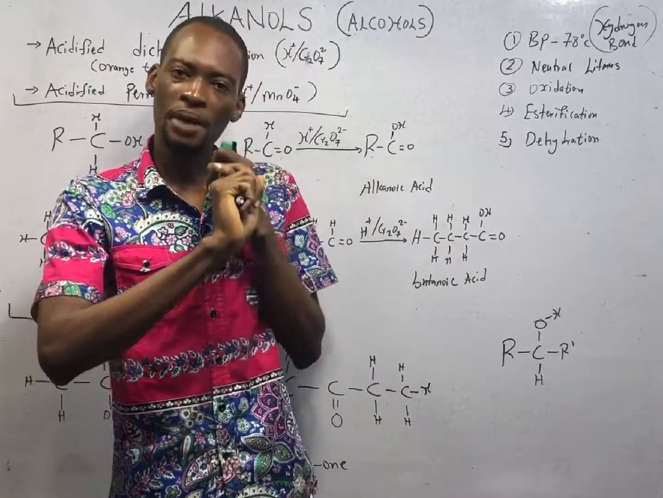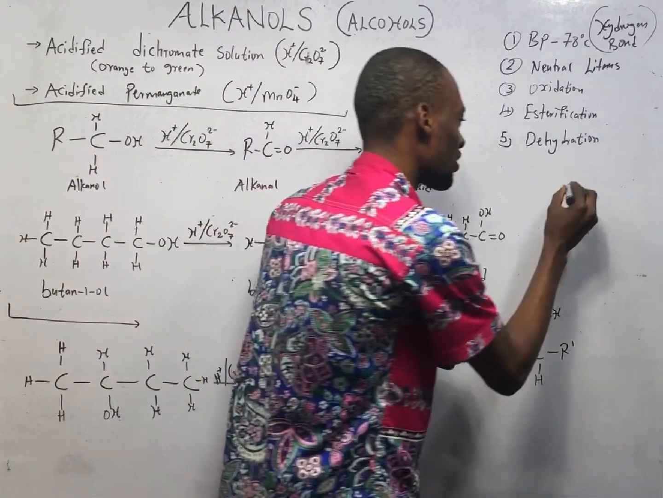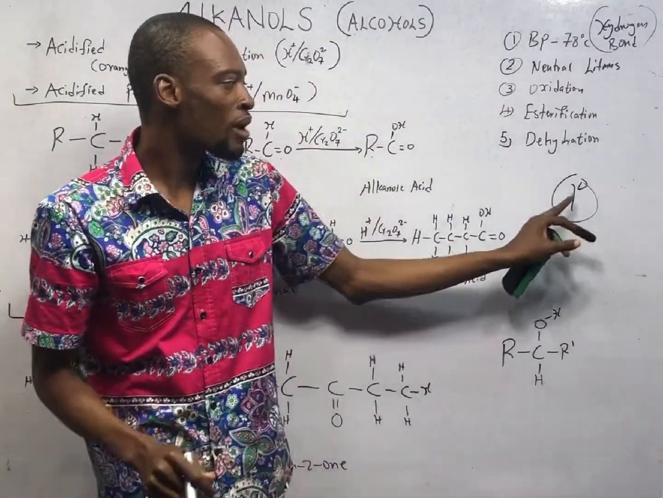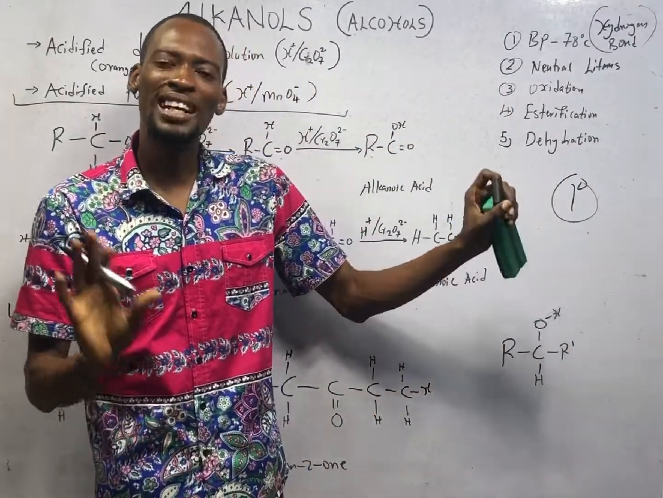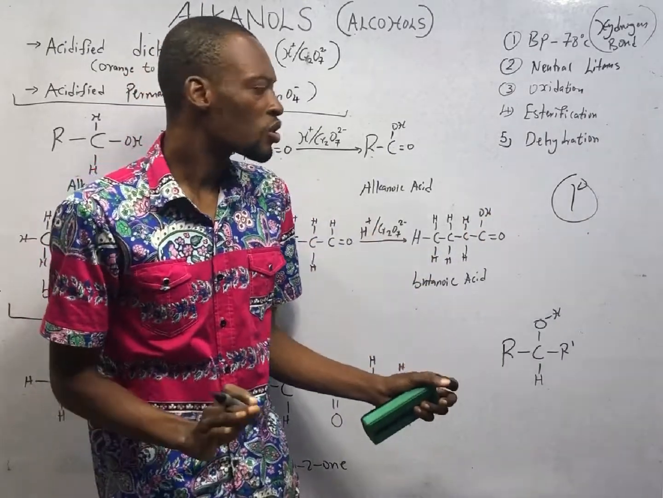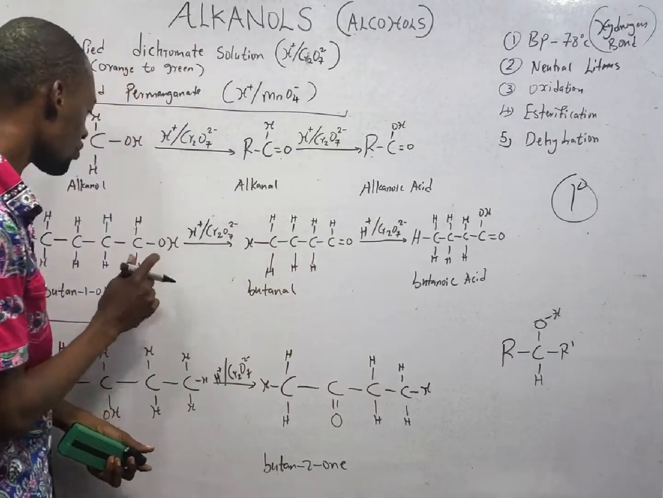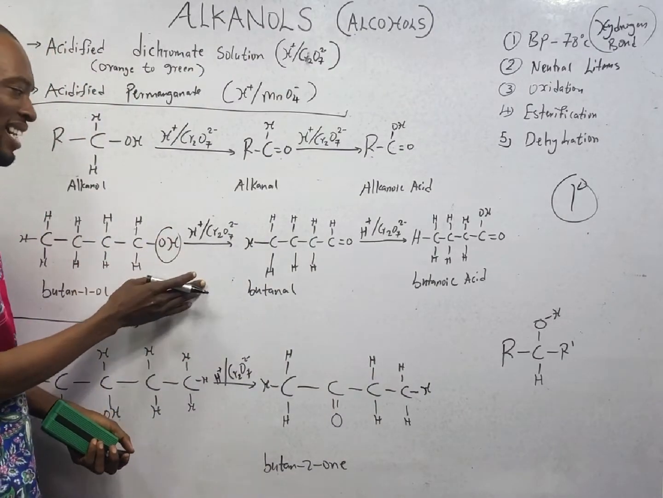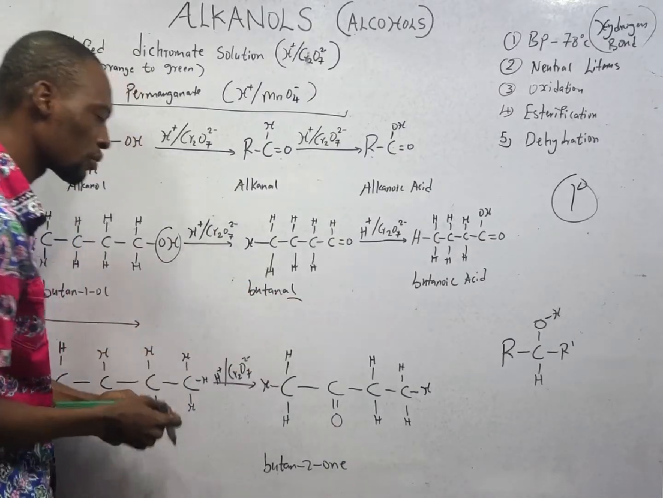So, primary alkanols can be oxidized. Don't look as if you don't know what I'm talking about. I explained primary alkanols. They have one other carbon atom attached to the carbon carrying the OH group. So, look at this alkanol. This is a primary alkanol. When you oxidize primary alkanol, you form alkanal.